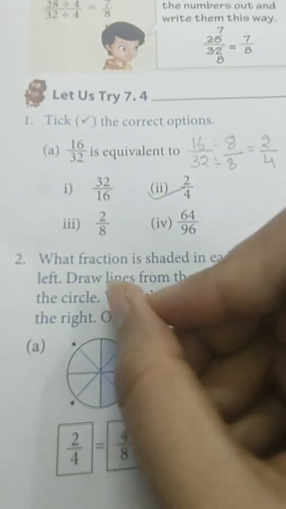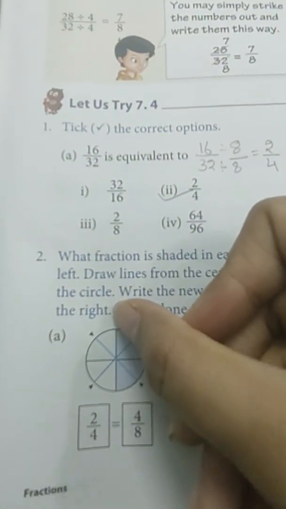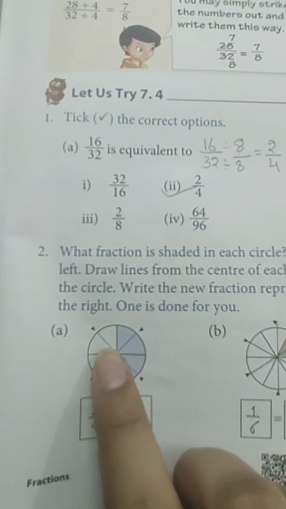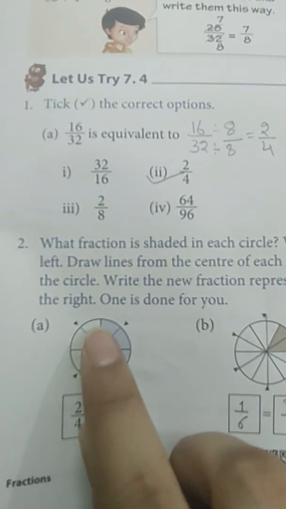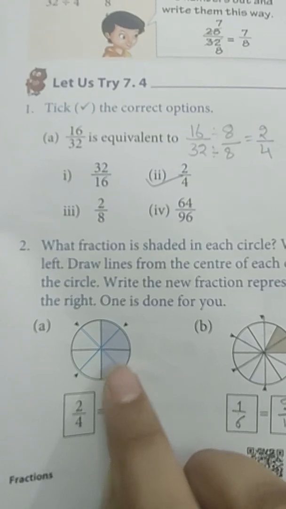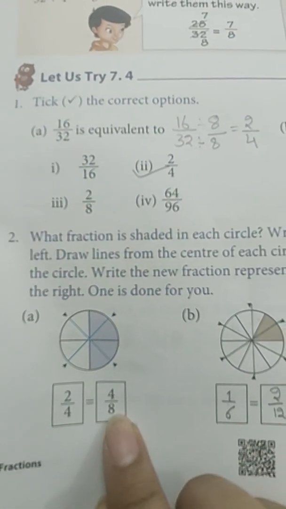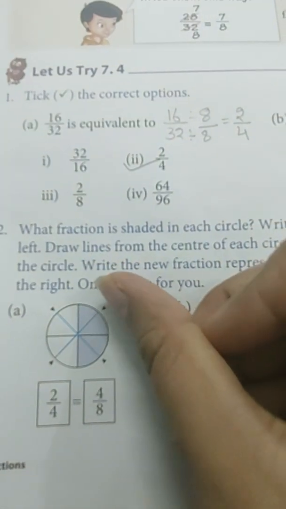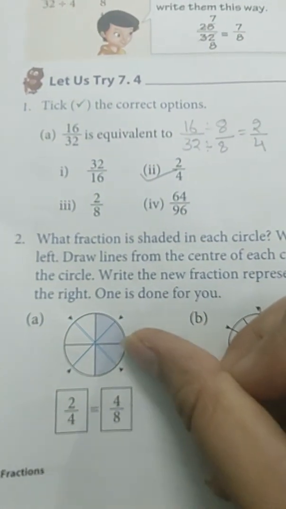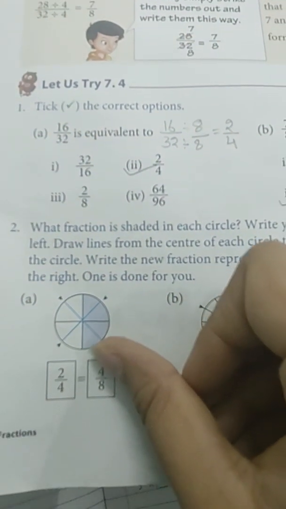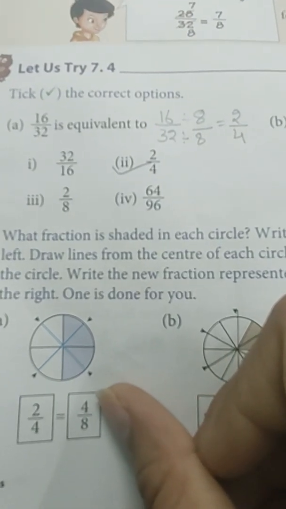And then what we are going to do, we are going to again read the divisions. 1, 2, 3, 4, 5, 6, 7, 8. So there are now a total of 8 divisions. So we are going to write 8 here. How many portions are shaded? 1, 2, 3, 4. So there are 4 portions shaded. So 4 we are going to write in the numerator.